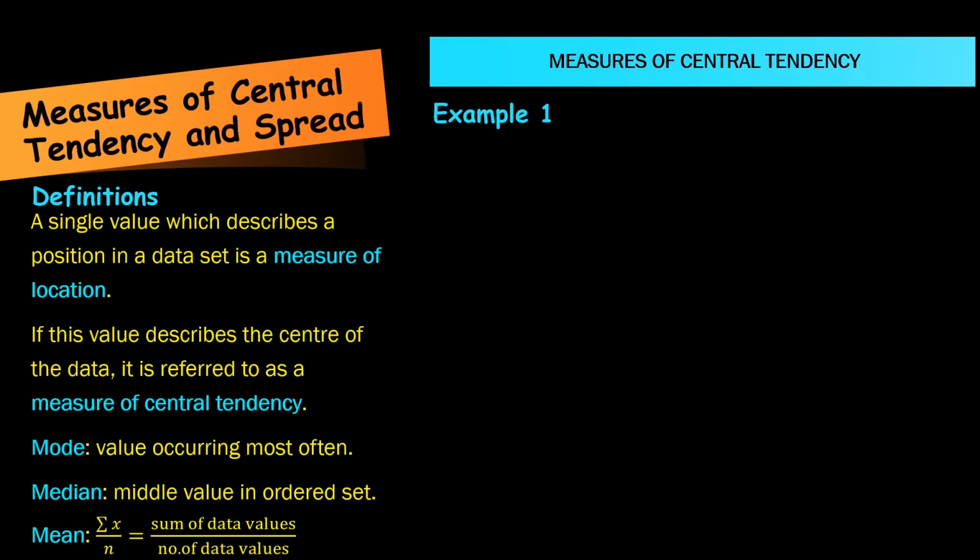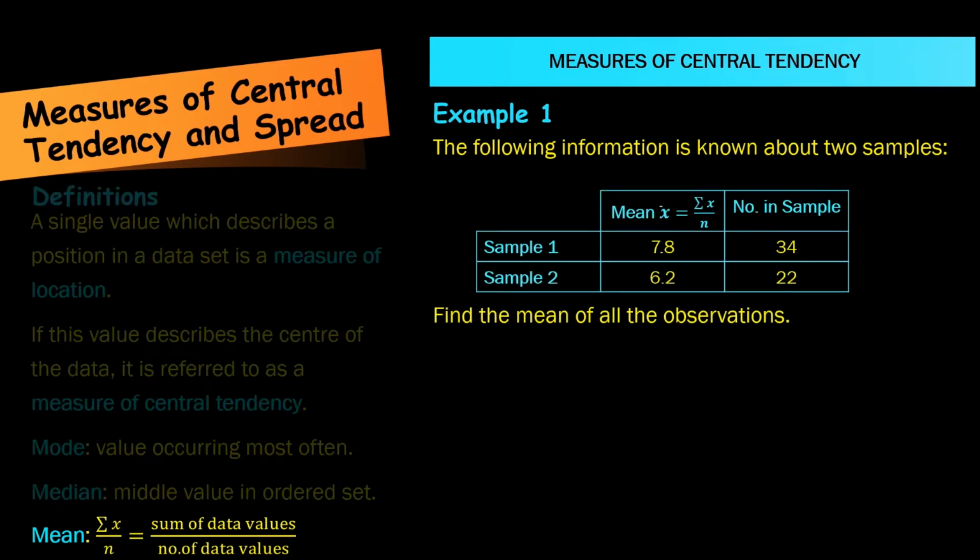Let's now take a look at an example. The following information is known about two samples. Find the mean of all the observations. Pause the video and have a go. Press play when you're ready to view the solutions. So let's solve this.